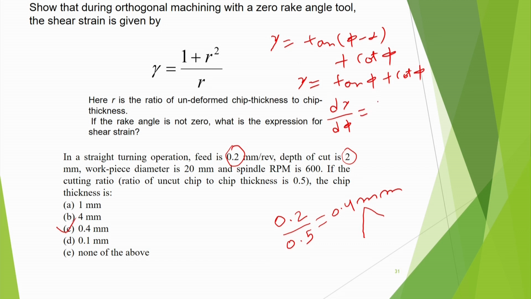So we set d gamma by d phi to find the minimum. What do we get? We get sec square phi minus cosec square phi, that means 1 by cos square phi minus 1 by sin square phi. So cos phi becomes sin phi, which means phi is equal to 45 degrees. At phi equal to 45 degrees, tan phi becomes 1 and cot phi becomes 1, so gamma becomes 2. These types of simple exercises you can do in order to become familiar.